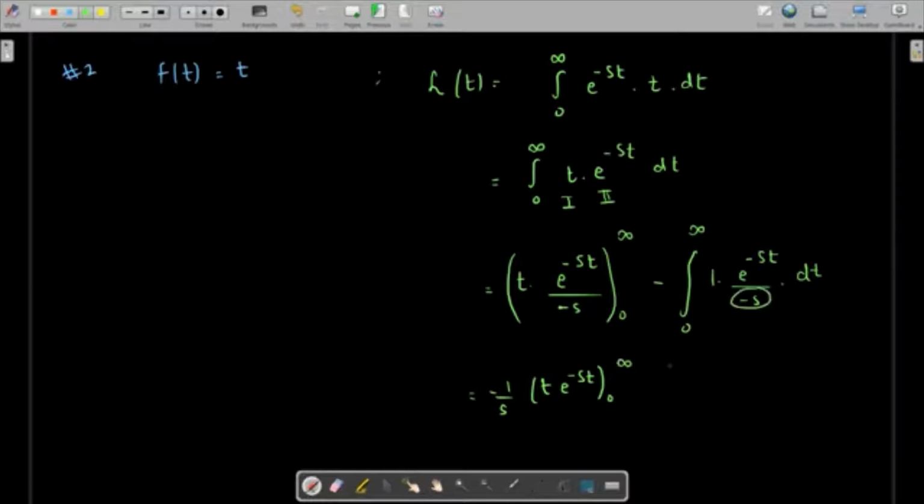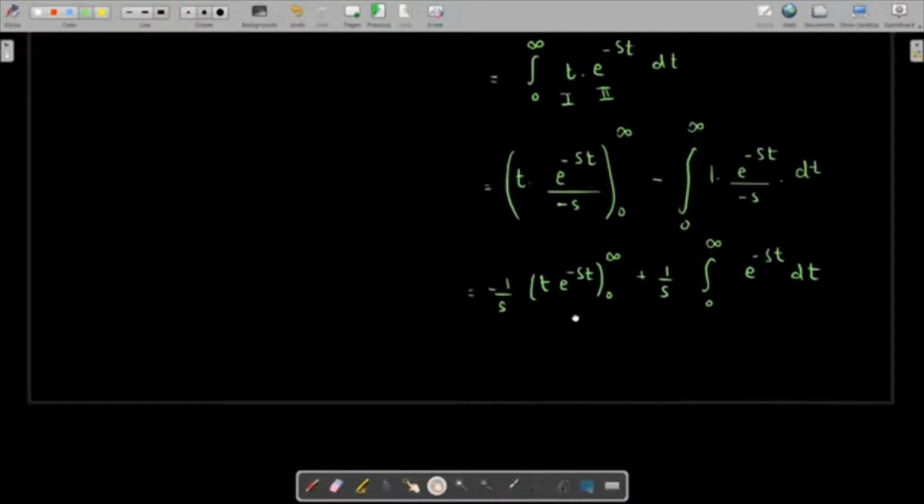Minus 1 over s comes out, and minus and minus becomes plus. So we have plus 1 over s, and an integration of e raised to minus st within the limits of 0 to infinity. All right, let's make some space over here.